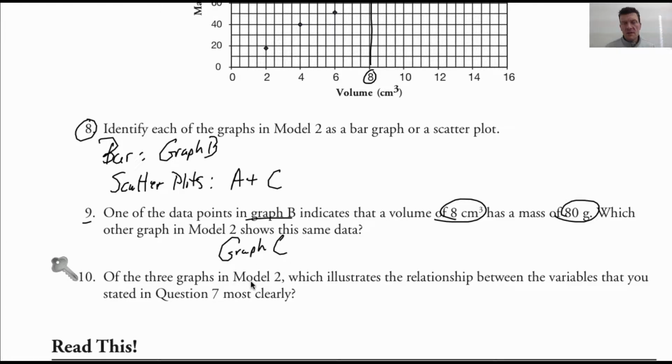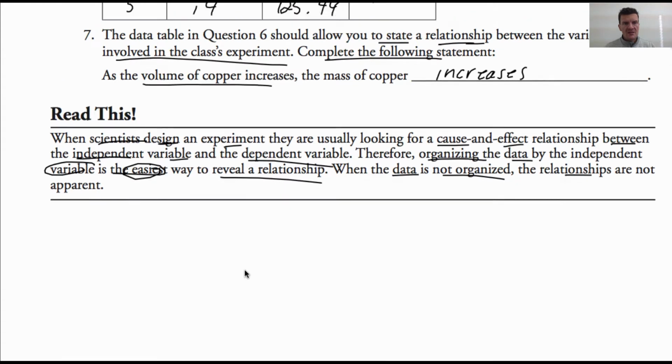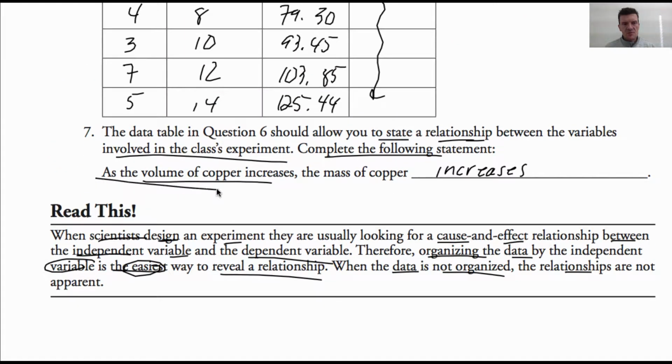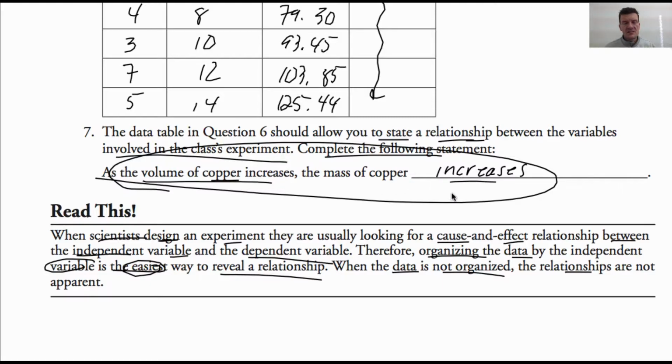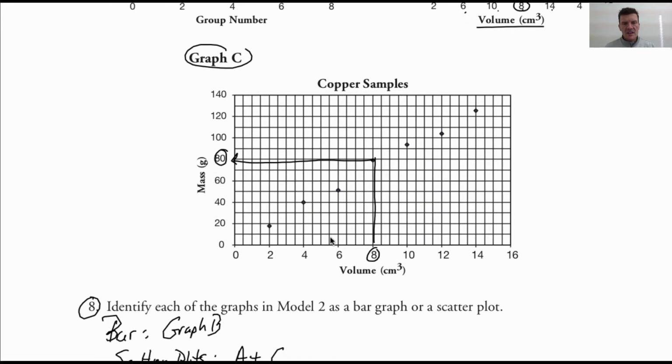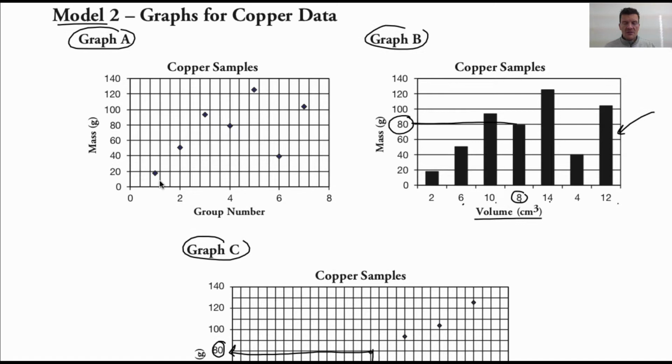Of the 3 graphs in Model 2, which illustrates the relationship between the variables that you stated in question 7 most clearly? So if we look back at question 7, we're looking at this relationship here. Remember, as the volume of the copper increases, the mass of the copper increases. So we're looking for that relationship. If you just look at the graph itself, hopefully it is very evident.